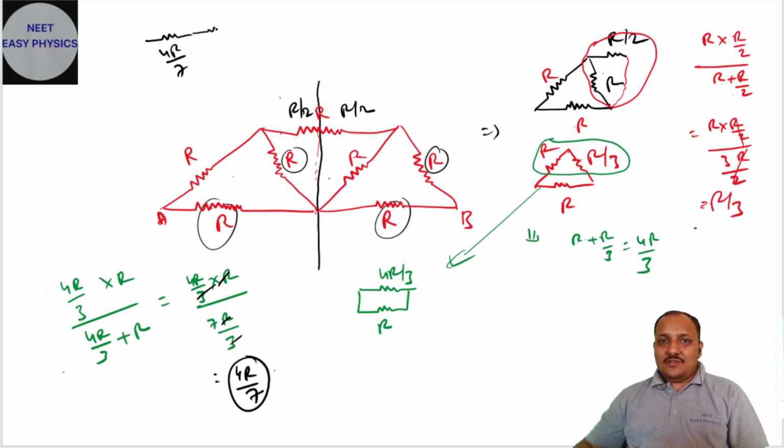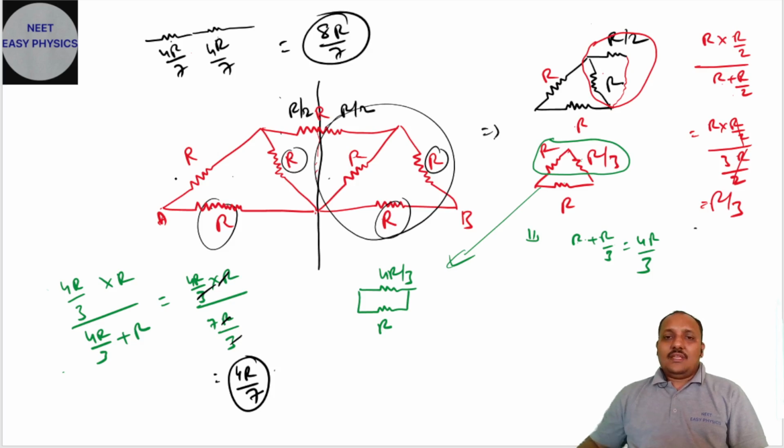Now the right part you will also get the same. This right part is also nothing but 4R by 7. So these two connected in series give 8R by 7. This is the method of symmetry. Now we can prove the same question by using star delta connection also. Actually we won't use it for this, but we are just proving whether we are going to get the same answer or not.